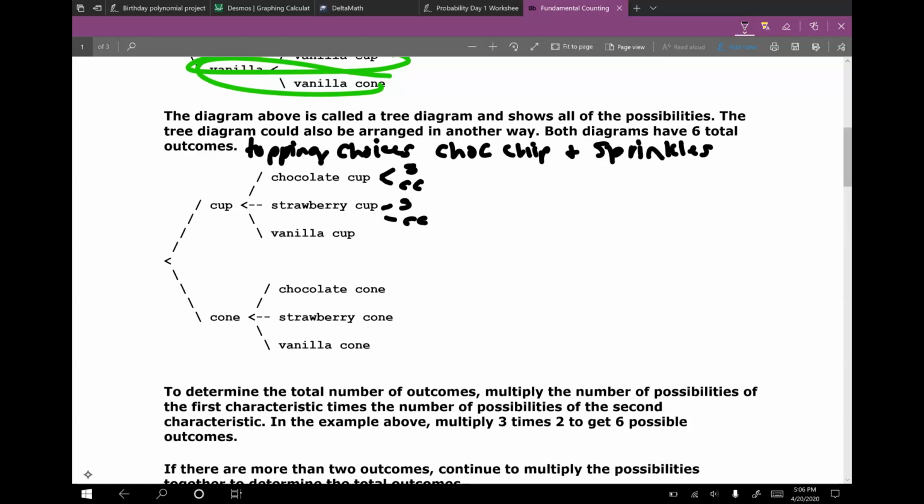Sprinkles or chocolate chips, repeated for each branch of the tree. Now, you would do the same thing.